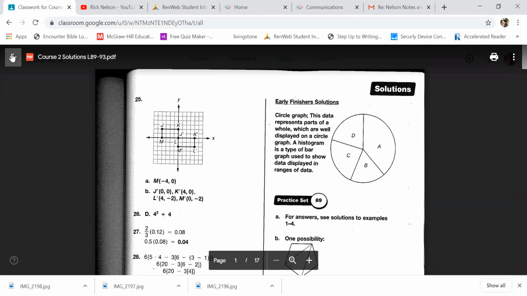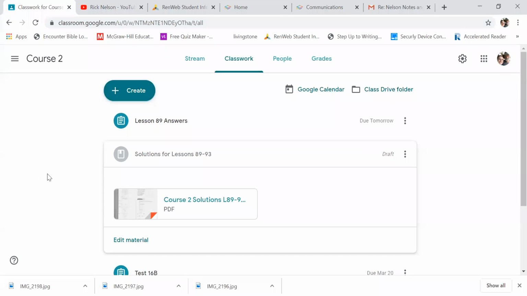Be responsible for your own learning. And if you have any questions, give me a text or give me an email. I'll help you out.